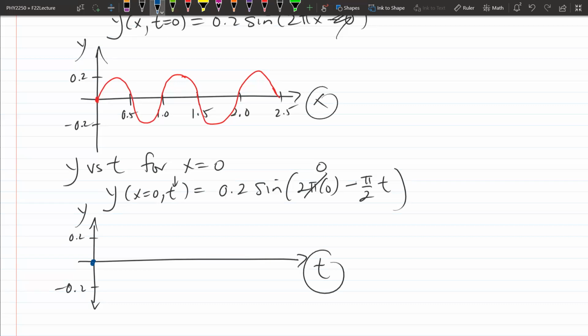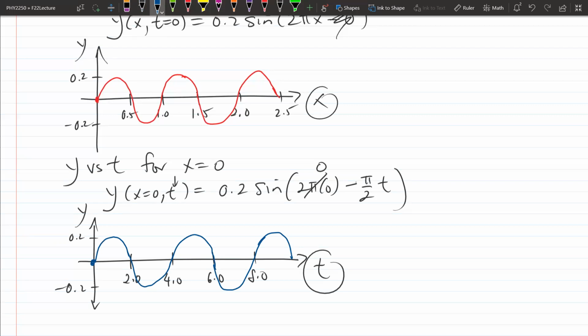So instead of marking 0.5, 1, 1.5, and 2, I'm going to mark this 2.0 because that's when I know the first 0 is going to come. 4.0, 6.0, 8.0. And now when I draw my sine graph, I just have to make sure my line goes through 0 at those points. That makes sense? And that's how you draw these two waves.